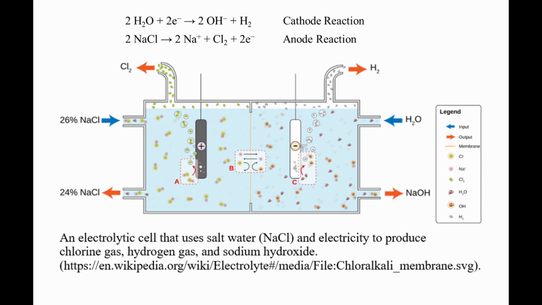So the anode reaction is shown. The sodium ions, Na+, bond with the hydroxide ions, OH negative, resulting in the formation of sodium hydroxide. An electrolytic cell to produce chlorine gas, hydrogen gas, and sodium hydroxide is shown in the figure.